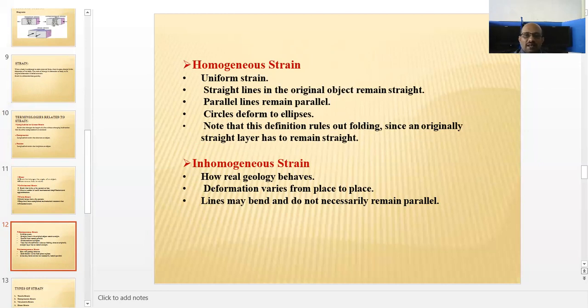lines may bend and not necessarily remain parallel. In the homogeneous case, there should not be any bend, and all should remain parallel. It should not be like that here. All are bent, no problem. All are taking one angle, no problem. So this is called inhomogeneous, meaning different behavior will be there. That's why we are calling it inhomogeneous.